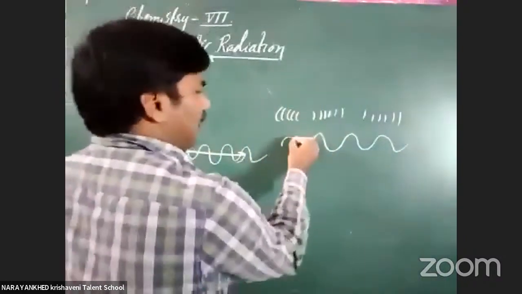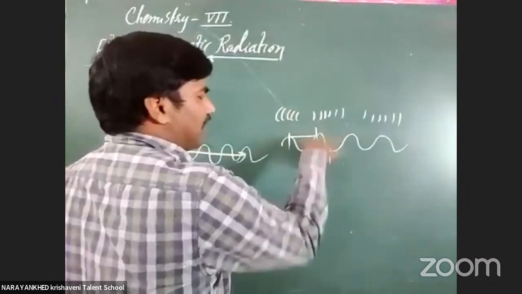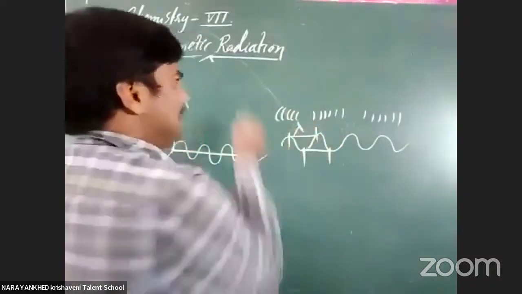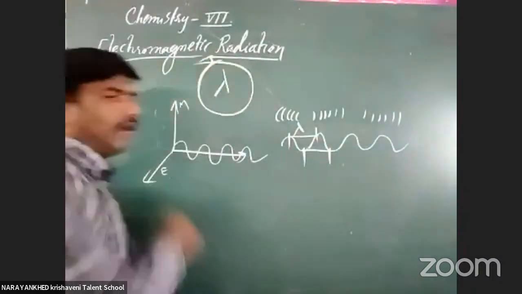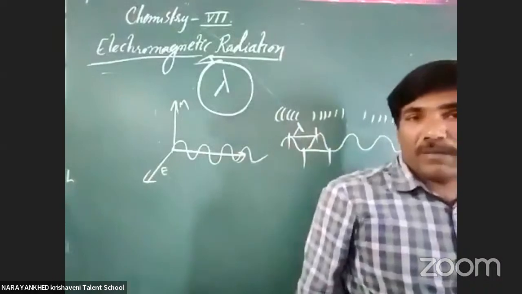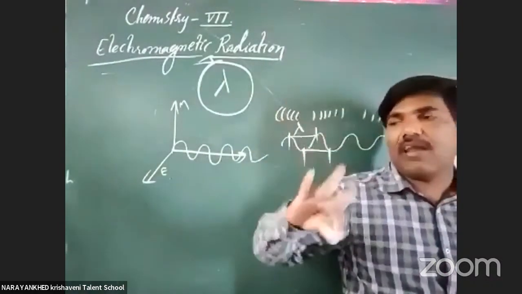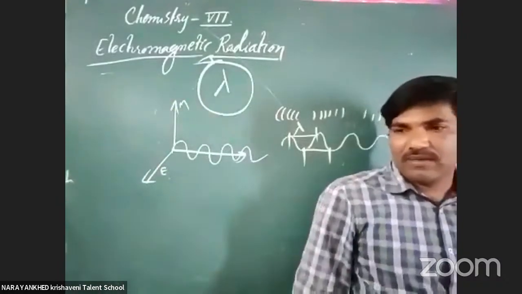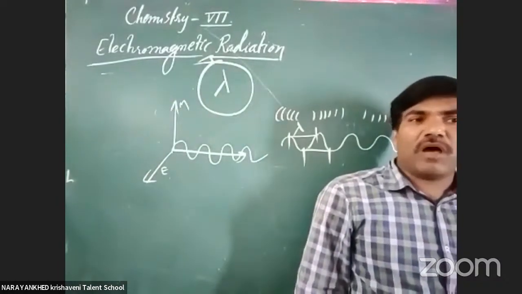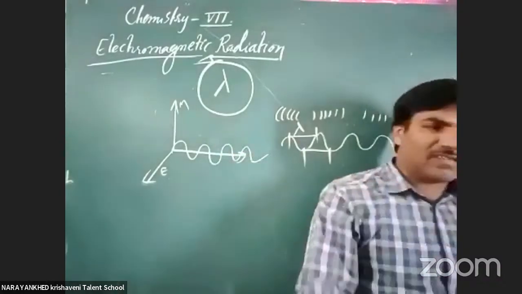Yes, from here to here, from here to here, it is called what? Wavelength. It is designated by the symbol lambda. Okay, clear or not? It is called what? Lambda. Depending on the different lambdas, our electromagnetic radiations are divided. Okay, clear or not? A very small wavelength will enter even into a small space.